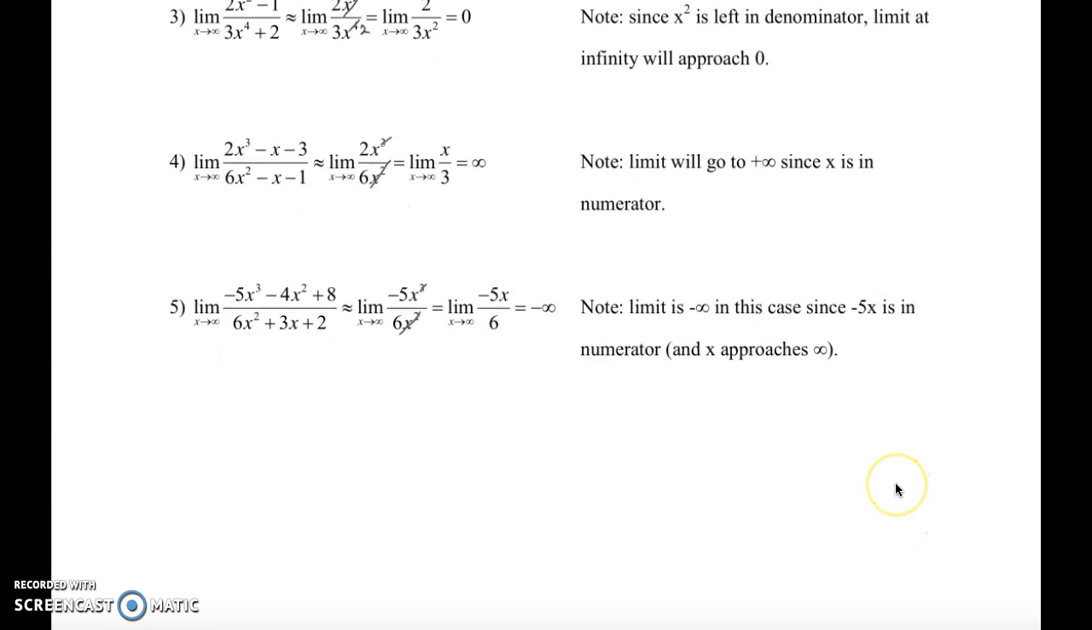So in this case, it really matters where our x values are, whether there's a negative associated with it, whether or not it approaches negative infinity, whether or not it approaches positive infinity, or whether or not it approaches 0. So you just got to pay attention.